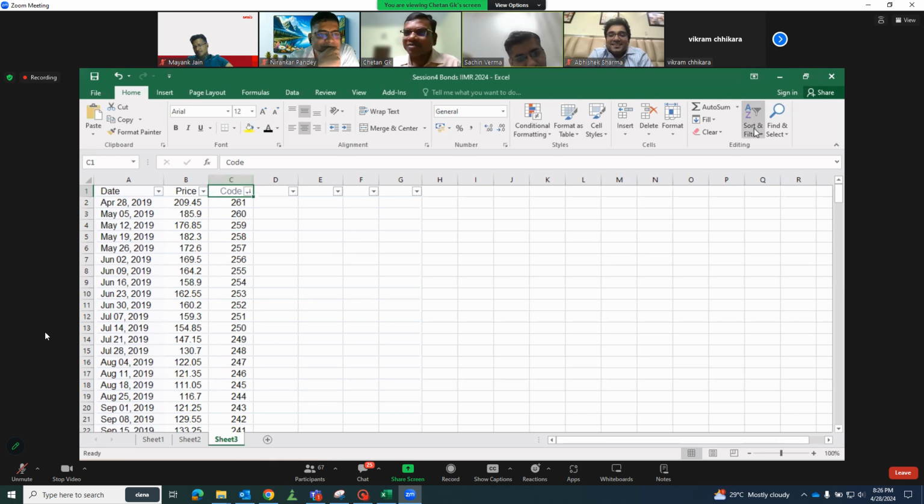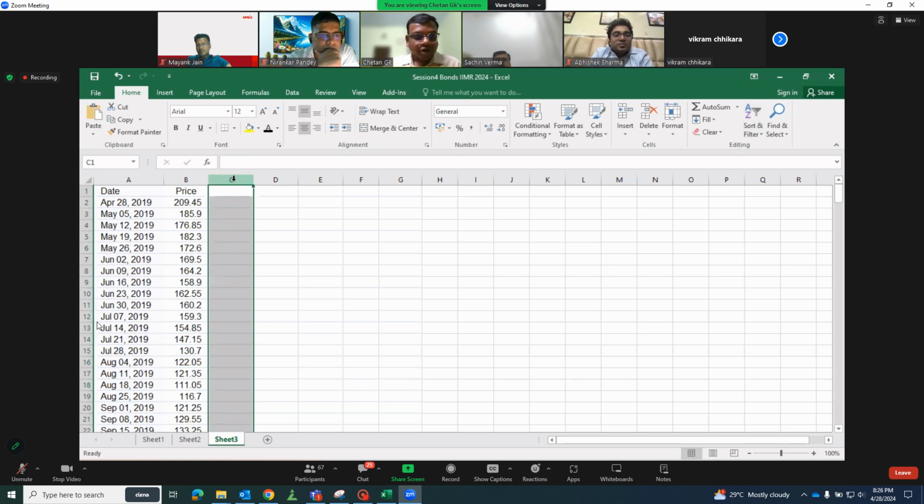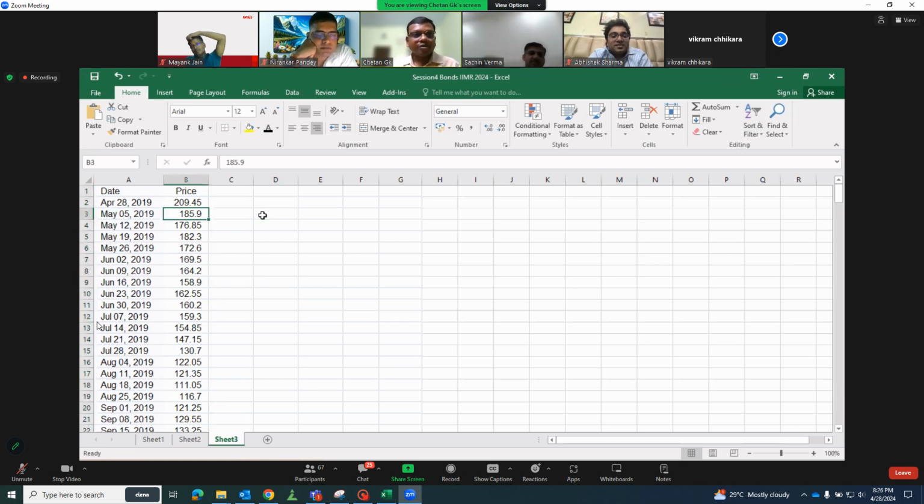So there are multiple ways of doing this in Excel. I just did the way I wanted to do it, or the way I know it, in other words. Okay. So I did that now. Can we now compute the holding period return? How to compute holding period return?